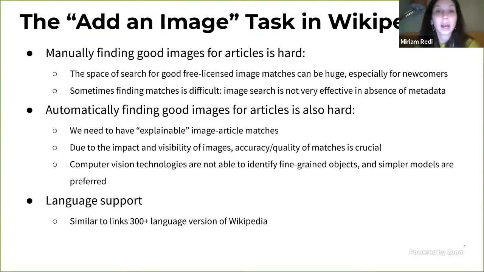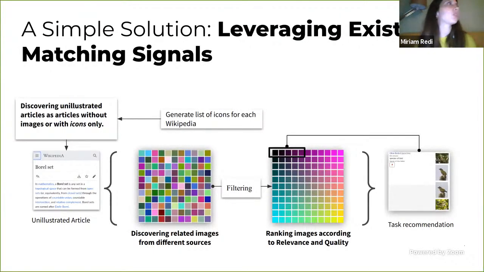And also, while we have the skills in the team to develop computer vision technologies that can help these image to text matches, the current technologies are not developed enough to identify the fine-grained semantics needed for image to article matches. On top of that, for the link recommendation task, we need language support for all languages on Wikipedia. And so to solve this task, we went to a relatively simple solution, which is very much inspired by what the community has been doing so far in terms of automated tools to recommend images, especially to Wikidata items.